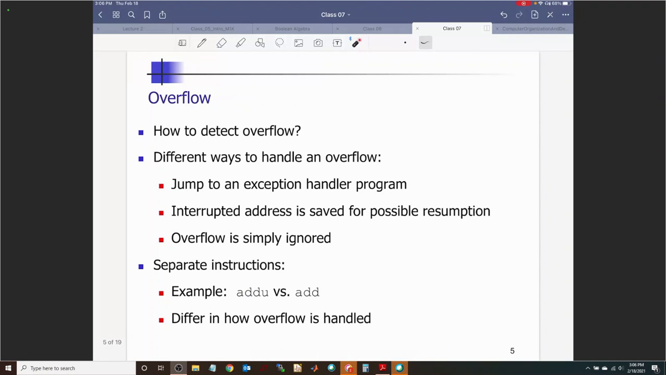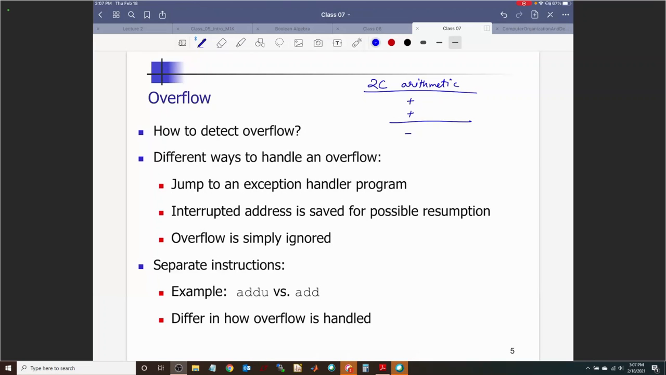Overflow. How to detect it? How to handle it? How do you detect it? Well, it depends on the arithmetic operations, right? So if you are doing, say, 2C arithmetic, how would you detect it? The easiest way to detect it is if you had a positive number added to a positive number and you got a negative result, that is a quick check whether overflow occurred or not.